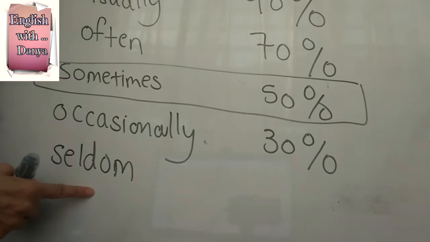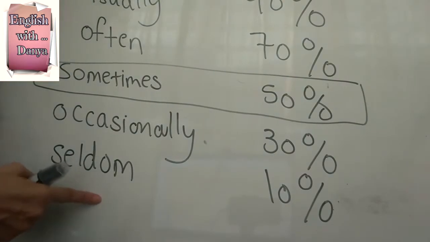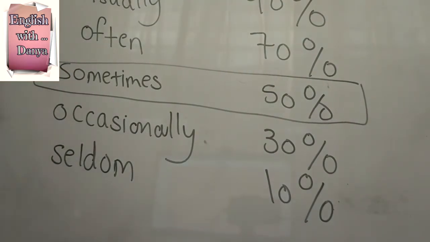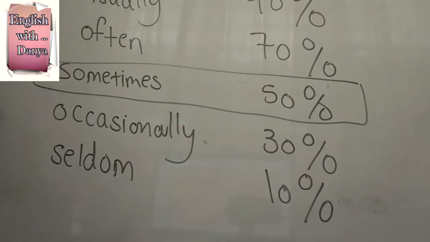When do we use seldom? 10%. So seldom is like almost never. If I say I seldom walk to school, it shows that I don't walk to school. I always use the car. But if I say I seldom walk to school, that means walking to school happens in very specific situations, like maybe when the car is not starting up, or if there are any unexpected problems.